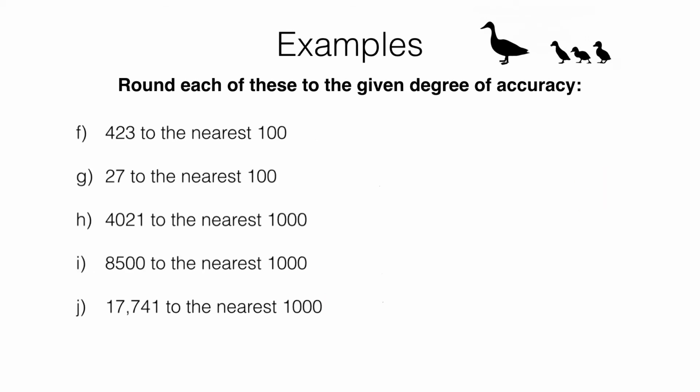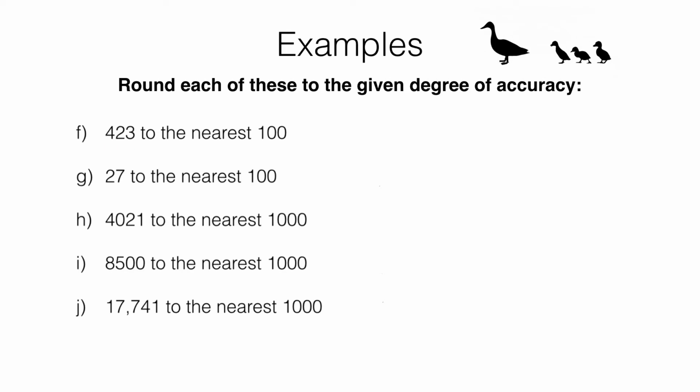For example, take a look at questions H, I, and J. In these cases, we're rounding to the nearest 1000. Now that means the answer must be something in the 1000 times table, like 1000, 2000, 3000, 4000, and so on. It could be 17,000, it could be 18,000, it could be 19,000. Basically, if you're rounding to the nearest 1000, your answer must be in the 1000 times table. Pause the video and have a go at all of these questions. Here's what you should have found.